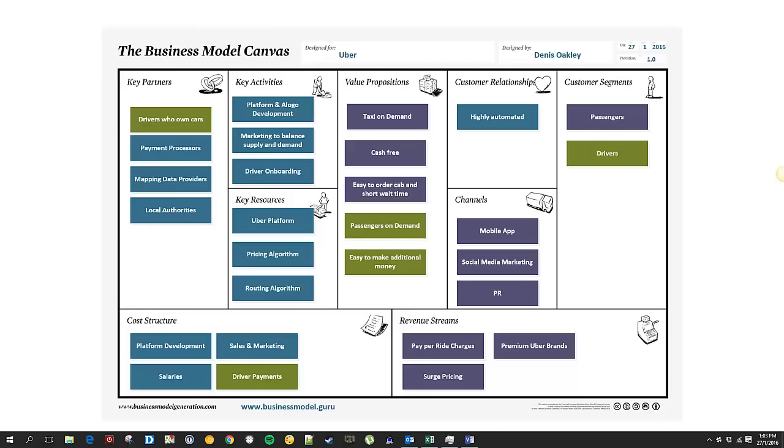Today I'm having a look at the Uber business model, and we've put it onto the business model canvas here for you to have a quick look at.